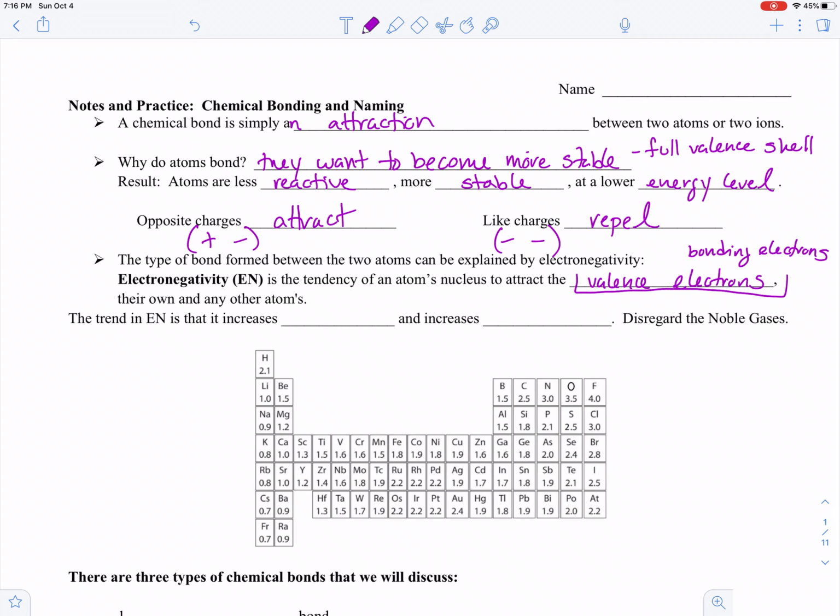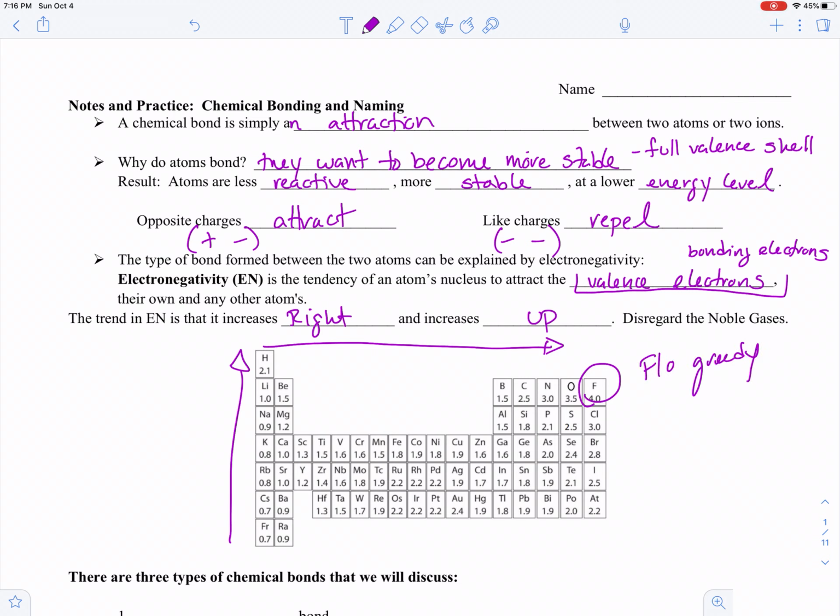The trend of electronegativity is that it increases as we move from left to right, and it is also increasing as we move from bottom to top, so as we move up. So Flo over here is greedy, so she really likes her electrons. And Frank over here is fat, so that just means that he's a really big atom, which often means that he's not very attracted to the very outermost electrons. And so sometimes that's an easy way to remember that as we move toward Flo, our electronegativity is increasing.